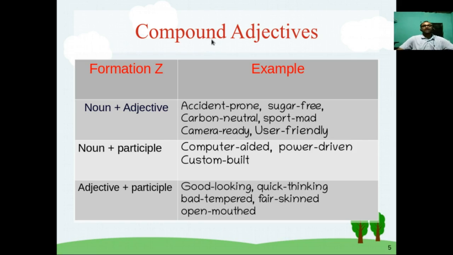And if we make compound adjectives with an adjective and a participle, like good-looking, quick-thinking, bad-tempered, fair-skinned, open-mouthed. See, good is an adjective, looking is a participle, quick is an adjective, thinking is a participle. So when we make compound adjectives like this, we need to hyphenate these two words.